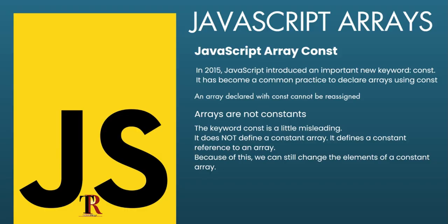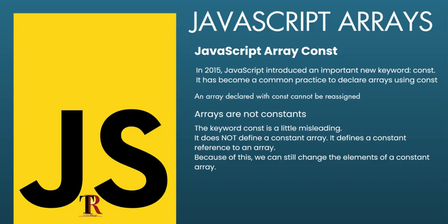It does define a constant reference to an array, which means that if you have assigned an array to that keyword, you can change the elements, but you cannot reassign or redefine it, because it defines a constant reference to an array. That means the reference will not change. It will stay the same throughout. But because of this, the elements of a constant array can still be changed, as you are going to see in this lesson. So, what do we mean by values cannot be reassigned?